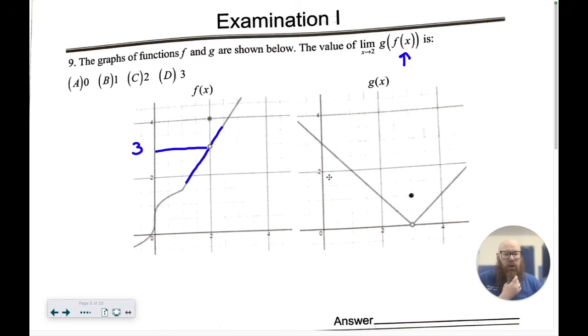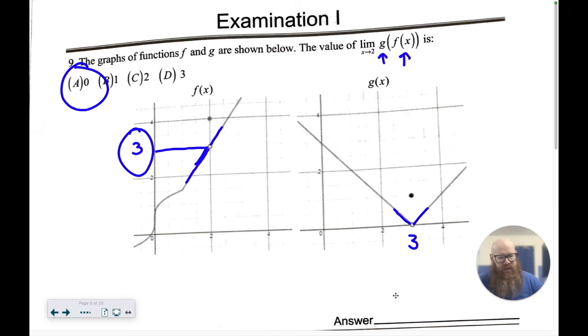Then we want to go to the outside function and say, okay, what's happening when that gets closer to 3? Because the outputs from the inside function become the inputs for the outside function. So as x gets closer to 3 from both ends, then that is getting closer to 0. So the overall answer is 0.